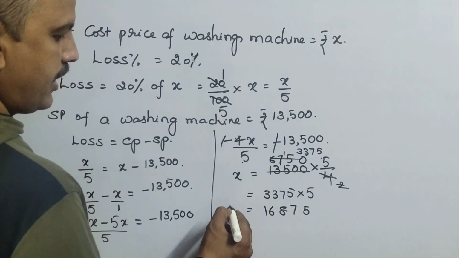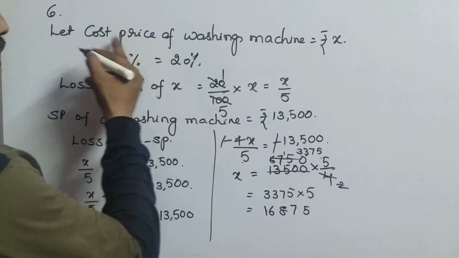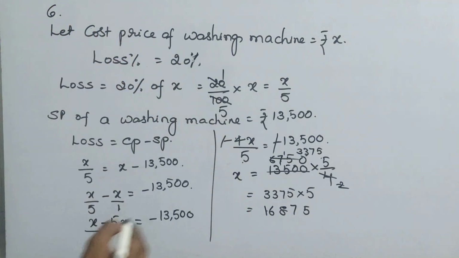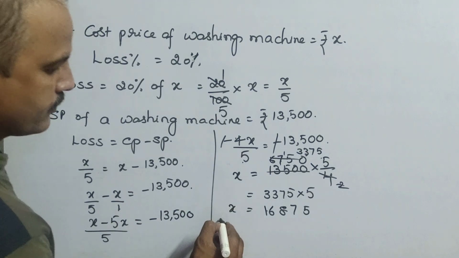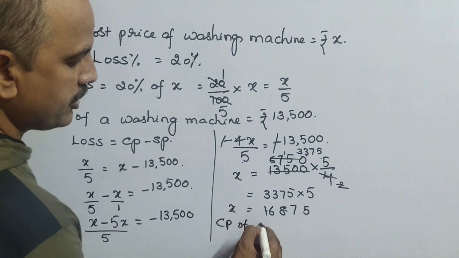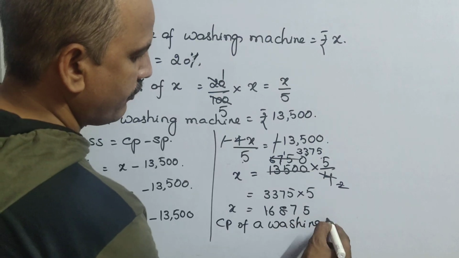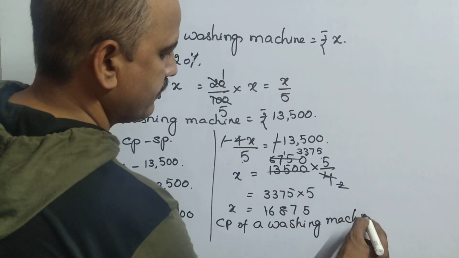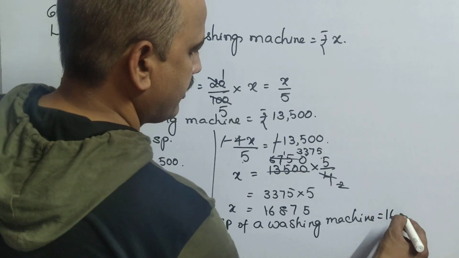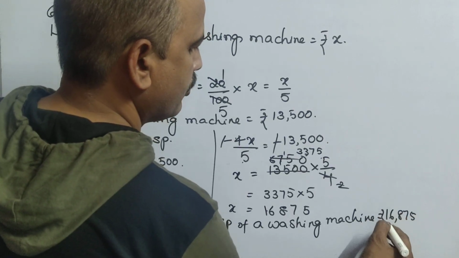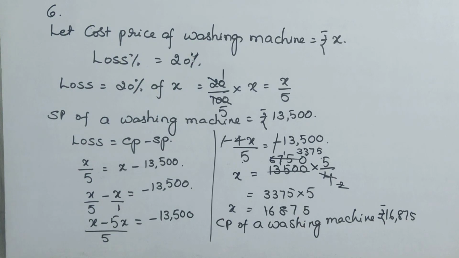So X means what now? Cost price. So you got the cost price of the washing machine equals 16,875 rupees. The cost price of the washing machine equals 16,875. Okay children, is it clear now?